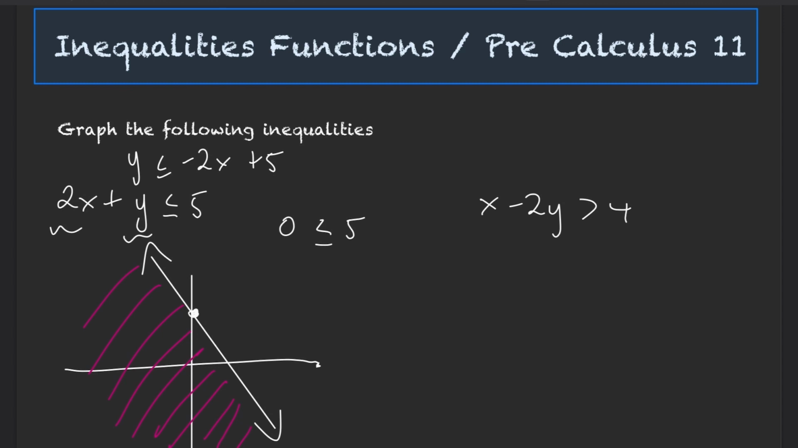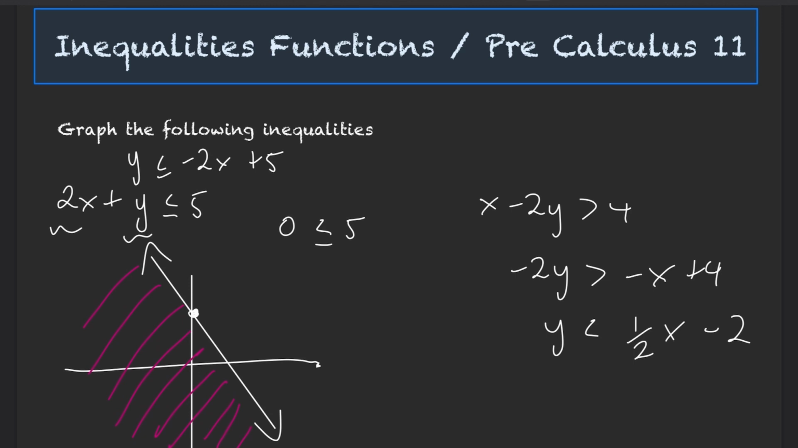Okay, try doing the next one. x minus 2y is greater than 4. First thing we're going to do is again solve for y. So we're going to have 2y greater than minus x plus 4. And then I'm going to divide this, so I'm going to get y, and we're dividing by a negative, so it will flip: y is less than 1 over 2x, and then minus 2.